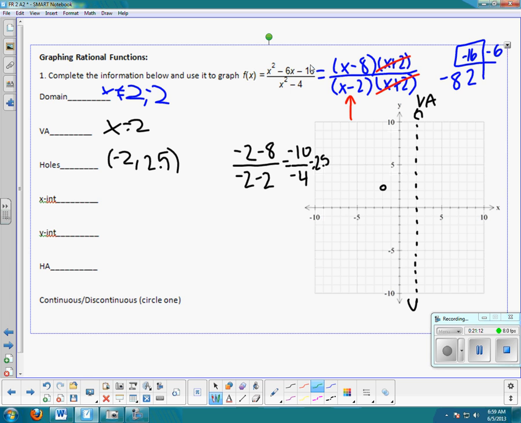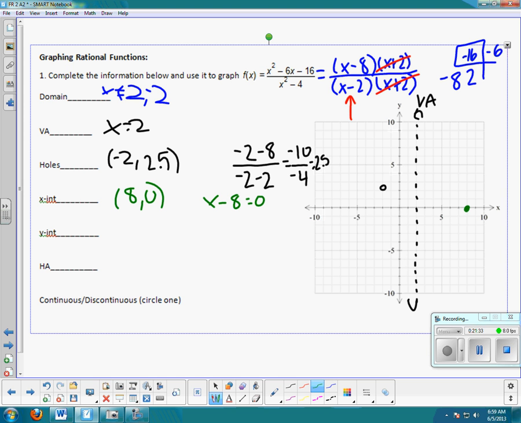My x-intercept is wherever the numerator would equal 0. So where would my numerator equal 0? That would happen at +8, because x minus 8 equaling 0, if I add 8, that's where it's going to happen, at +8. So my x-intercept is at 8, 0. Literally over here at 8 and 0.